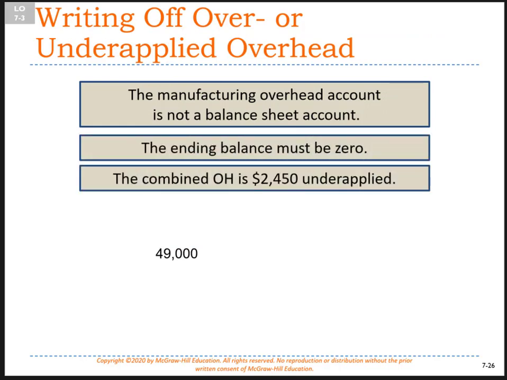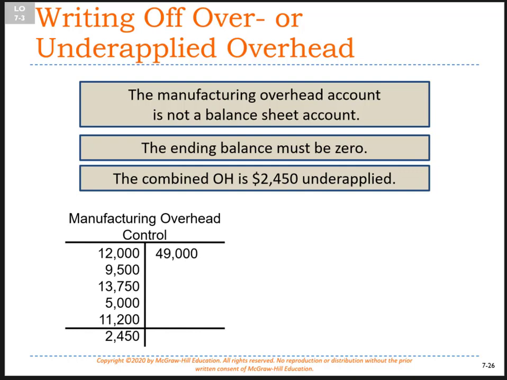We have to make this, again, we have amounts going in and out, and we need to make it 0 at the end of the accounting period, typically once a year. Okay, so we see these were all those actual amounts, debit, and this was what was applied. Remember, it was applied using 50% of direct labor cost to our 3 jobs.